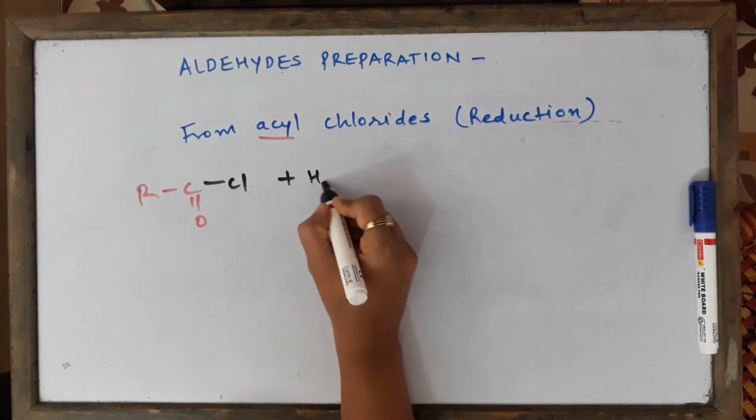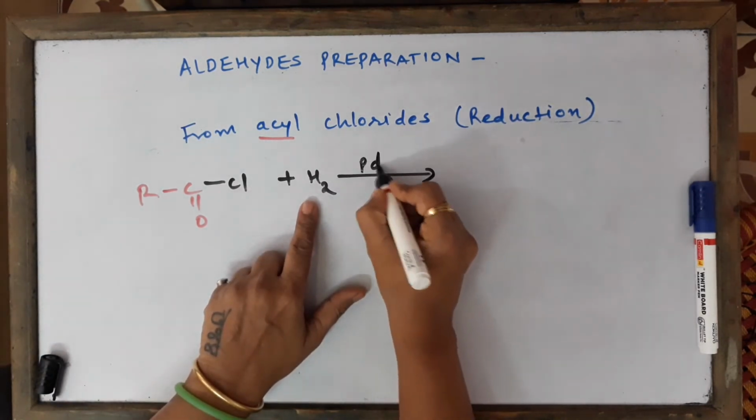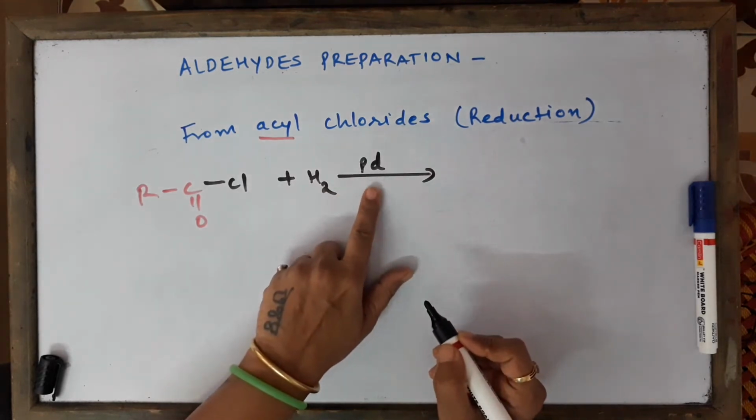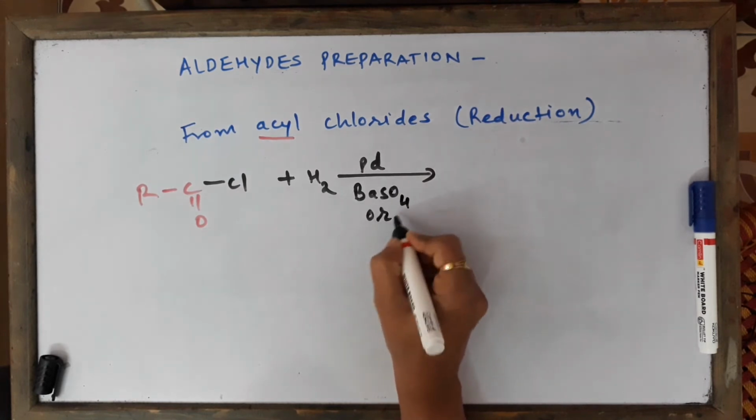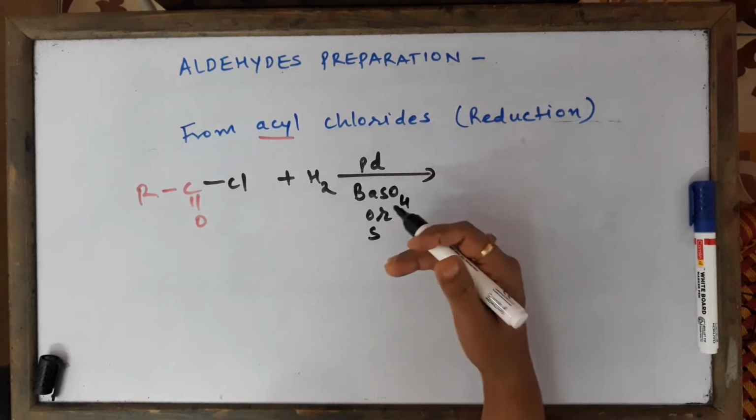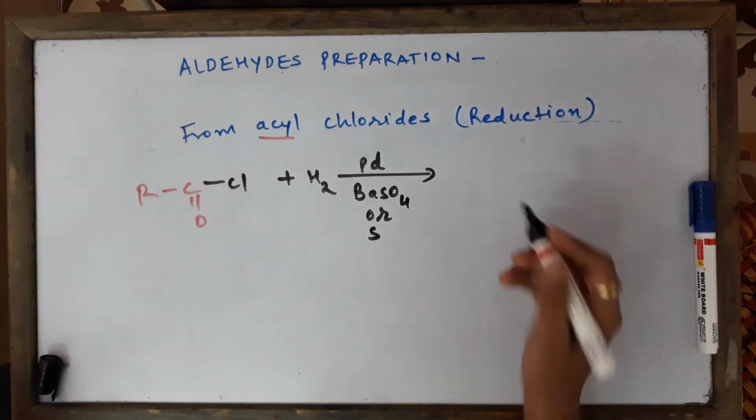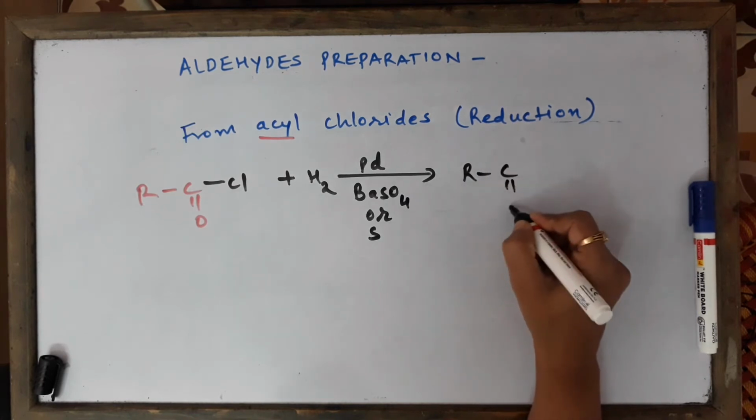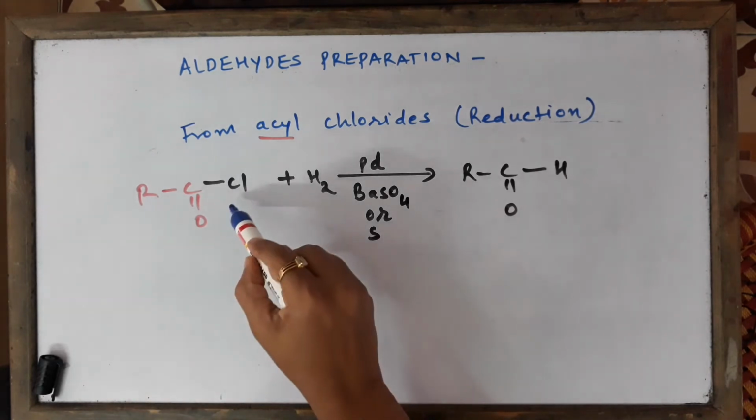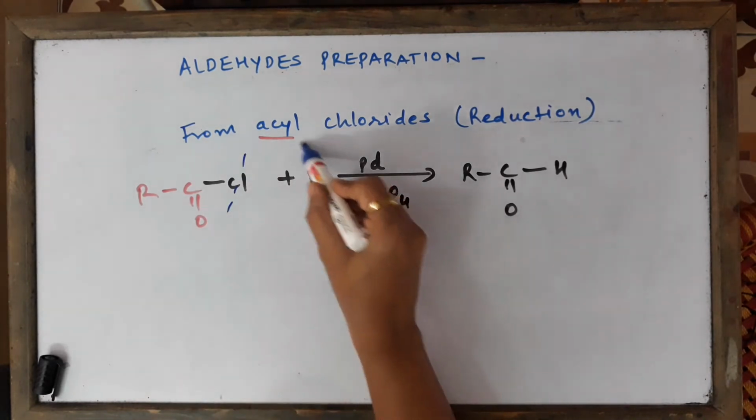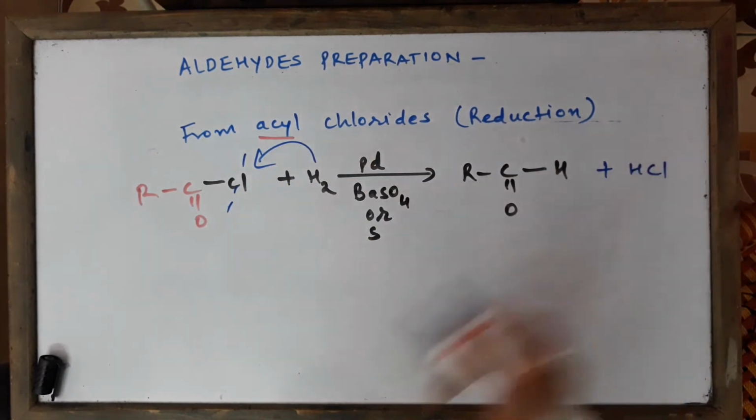We are going to reduce it with hydrogen gas, which is taken on solid palladium. Poison is also going to be added in this case, barium sulfate or sulfur. These are the two poisons, any of them we can add, because I don't want this reduction to take place completely. If this reduction takes place completely, see what happens. First we will get aldehyde, because this Cl is going out, and the H gets added over there, so we get HCl as the byproduct, okay?